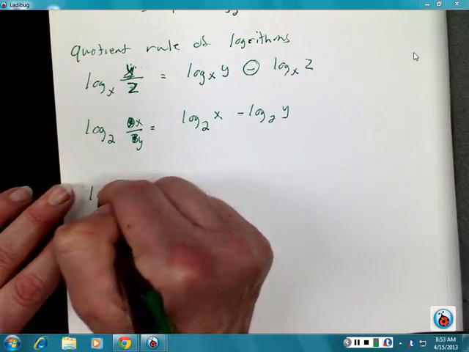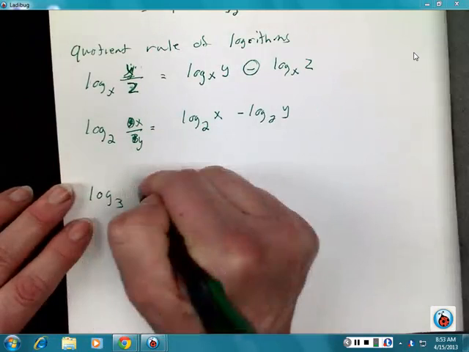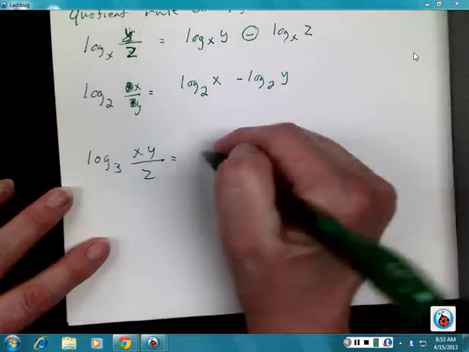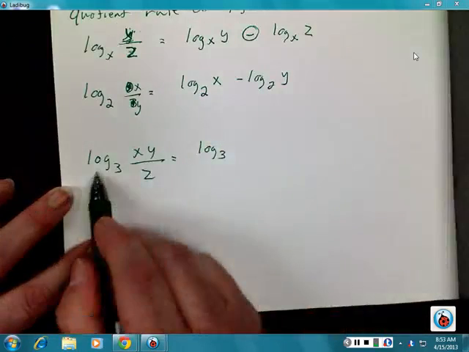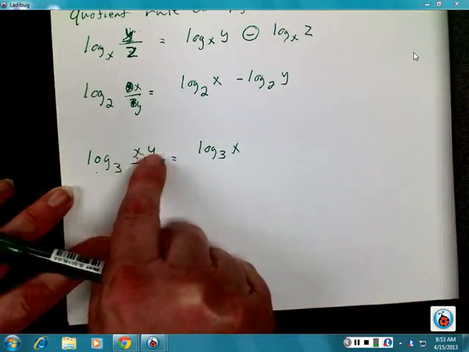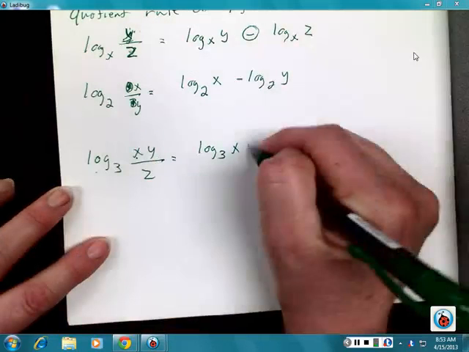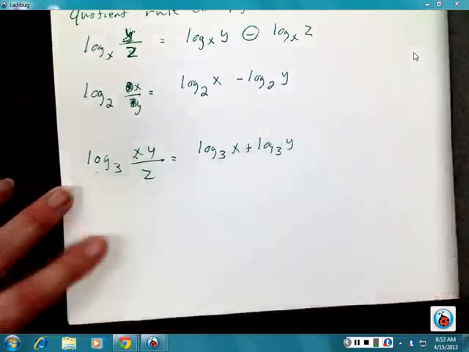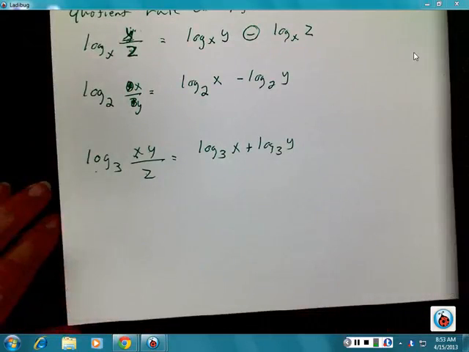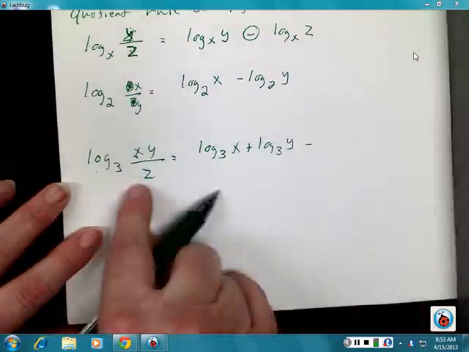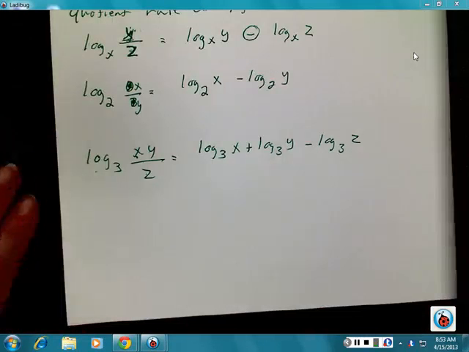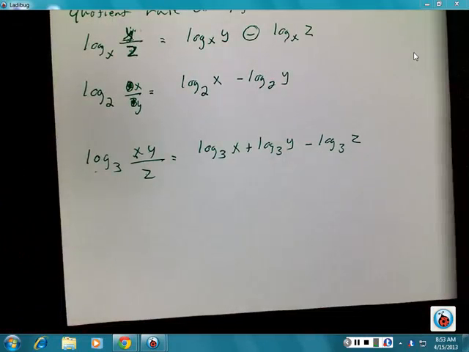So I might have something like log 3xy over z. And if there's a combination, then I would have log 3x. Because of the multiplication taking place right here between these two, I would have a plus log 3y. Each individual thing needs its own separate log when you break it apart. And then finally, because z is dividing it, I would have log 3z. And you'd end up subtracting those from each other.